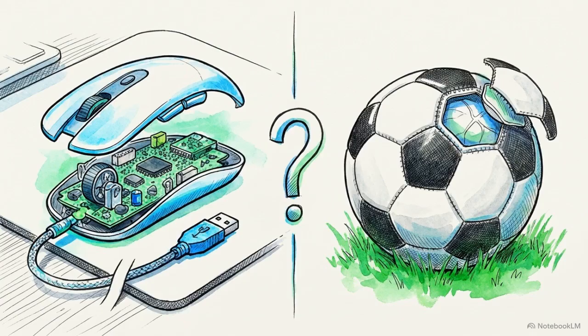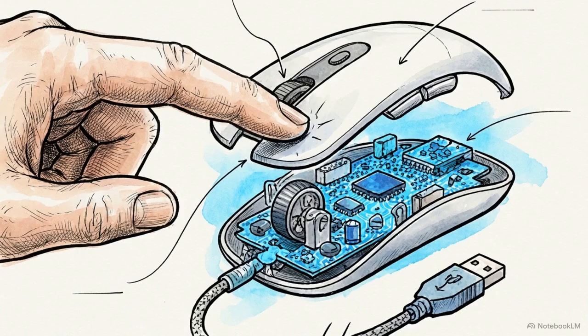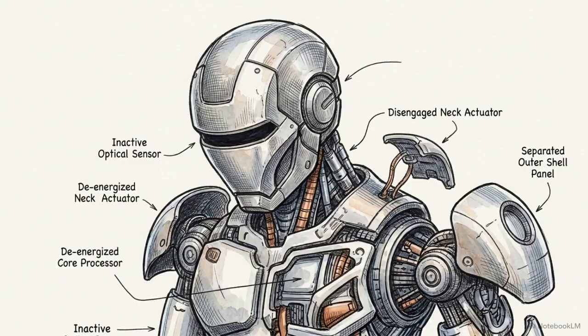Time for a quick quiz. If you wanted to send a command to a computer, which of these is an input device? A computer mouse or a football? You would use the mouse. Without a human using a device like a mouse or keyboard to send that initial spark of instruction, a computer system is just a heavy, quiet piece of metal.